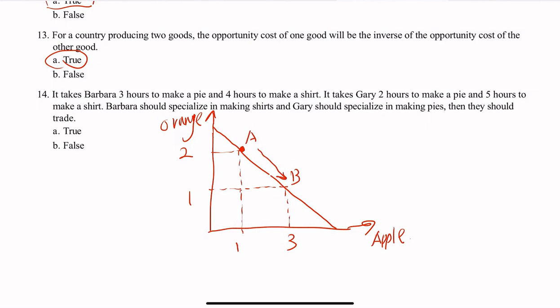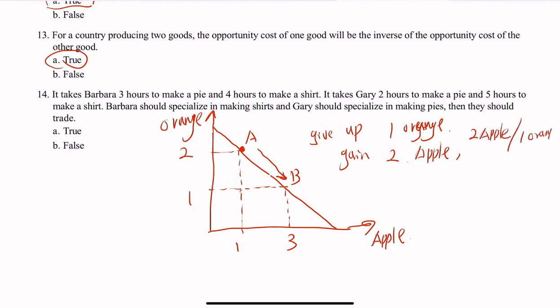If you move from A to B, you have to give up what? You have to give up one orange, and you would gain two apples. So this essentially implies the opportunity cost of producing one orange is two apples. This is your opportunity cost of producing one orange.